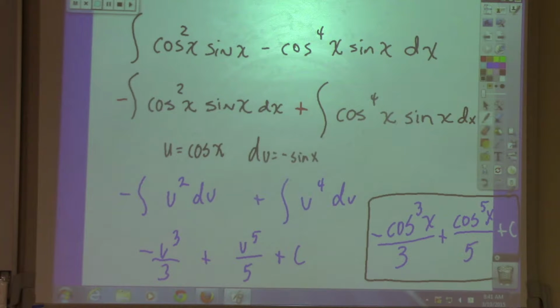All right, this time y'all do cosine squared tangent cubed. Cosine squared tangent cubed. It's number 17 in your book.